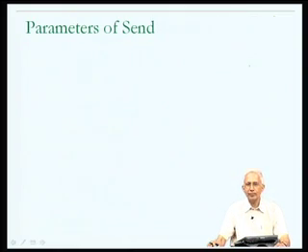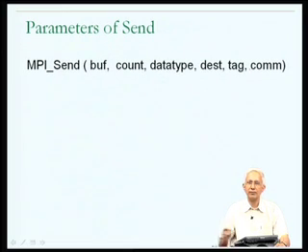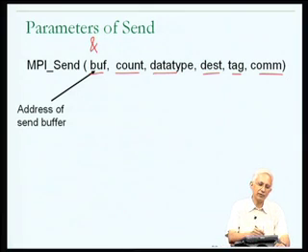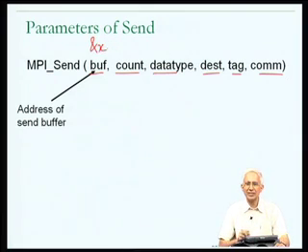Now, we can look at the parameters of the typical MPI send function. The typical MPI send function has 6 parameters. The first parameter is the address of the buffer which contains the data that is to be sent. In the examples that we had, for example, there was the address of the variable x which contained the value that process 0 wanted to send to process 1.